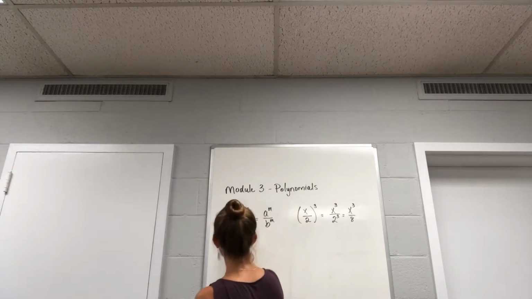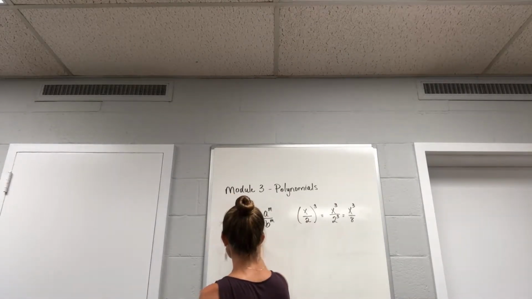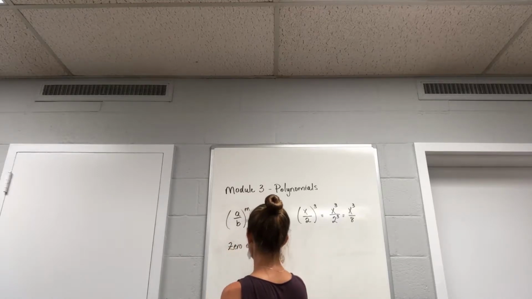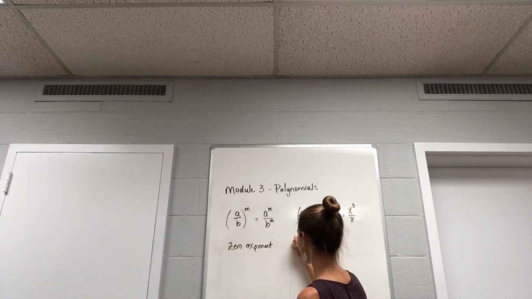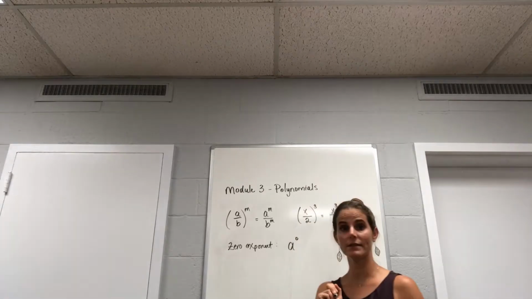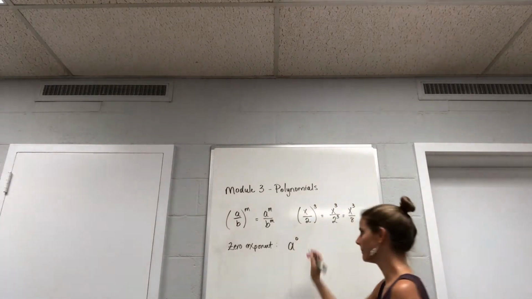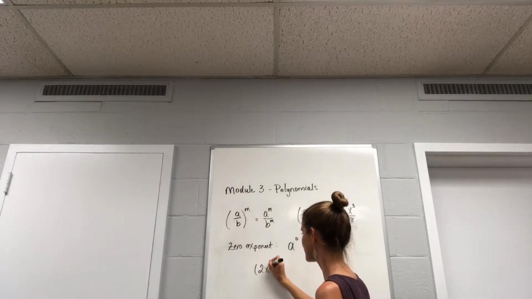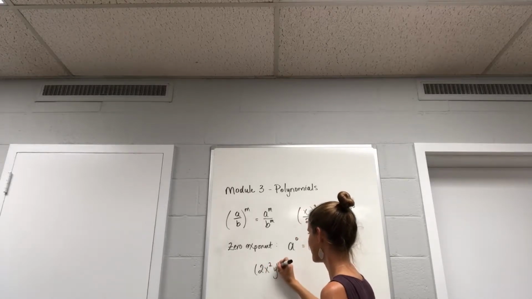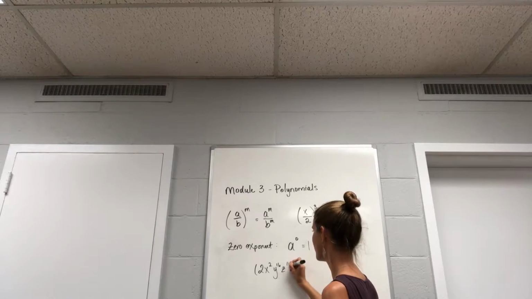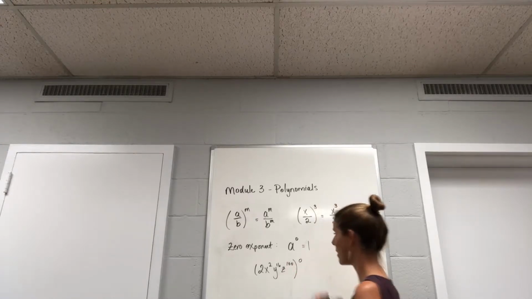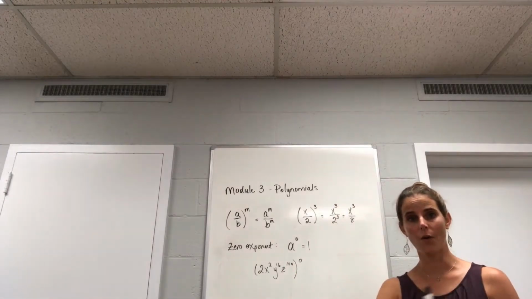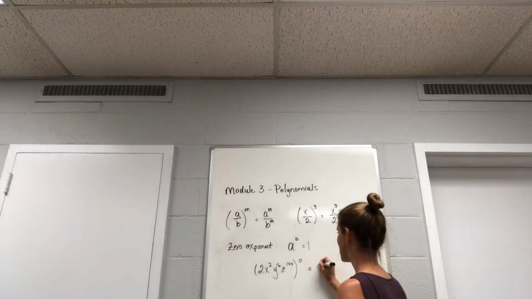And then we have the 0 exponent. This is an easy one. I like this one. It's easy to remember, and that is anything raised to the 0 power is 1. It doesn't matter what it is. You could have 2x to the second power, y to the 16th power, z to the 100th power, and if you raise all of that to the 0 power, the whole thing is just 1.